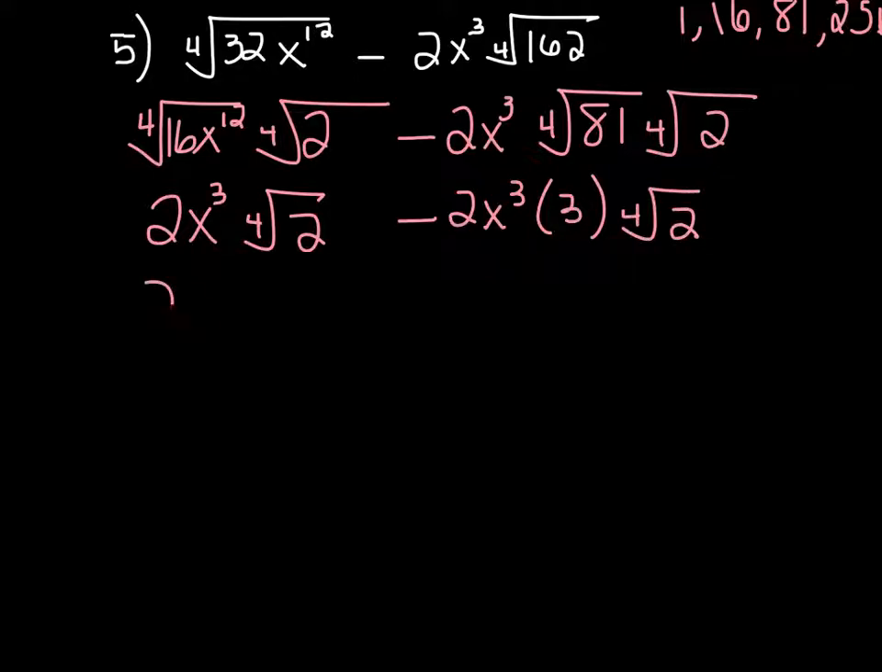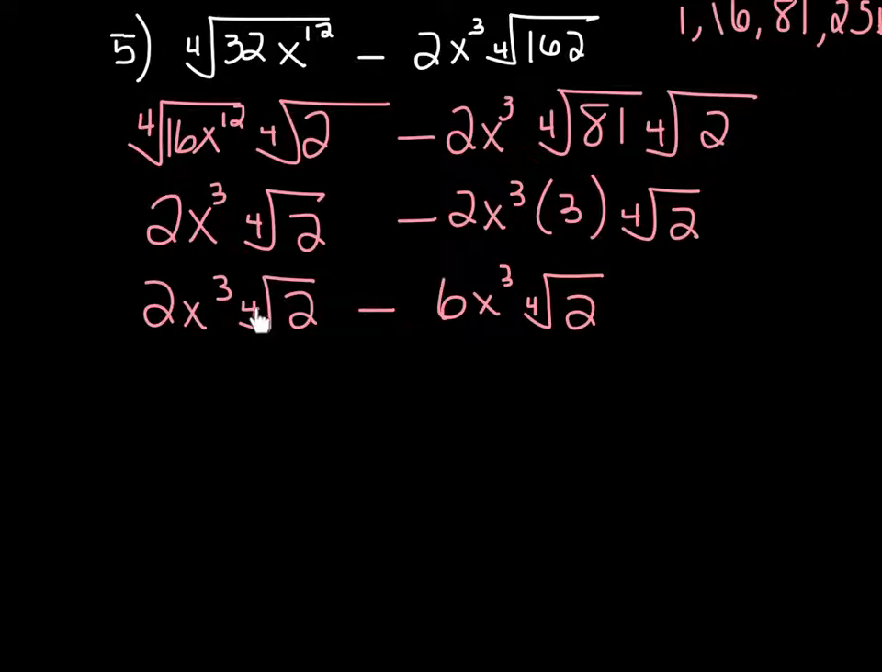Okay, so we have right now 2x cubed times the fourth root of 2, and then minus, well, when I multiply 3 times 2x cubed, it's going to give me 6x cubed. And that's going to be times the fourth root of 2. And just one thing I want to point out, when you write these, don't forget to put the little 4 in there, because if not, it means the square root. All right, well, we have fourth root of 2, and these both have an x cubed on it, so they are like terms. So 2 minus 6 is negative 4, so this will leave us with negative 4x cubed times the fourth root of 2.